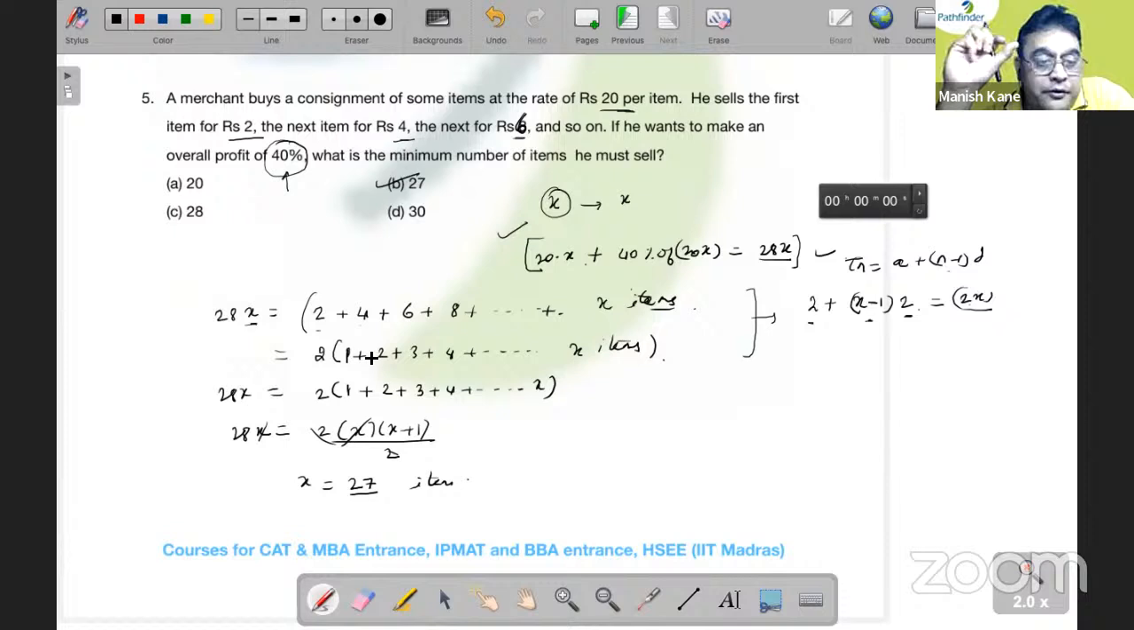Again, it's a very good question, and it relies on your knowledge of two things, profit and loss and AP. So with this, I think we've exhausted all our questions for today.